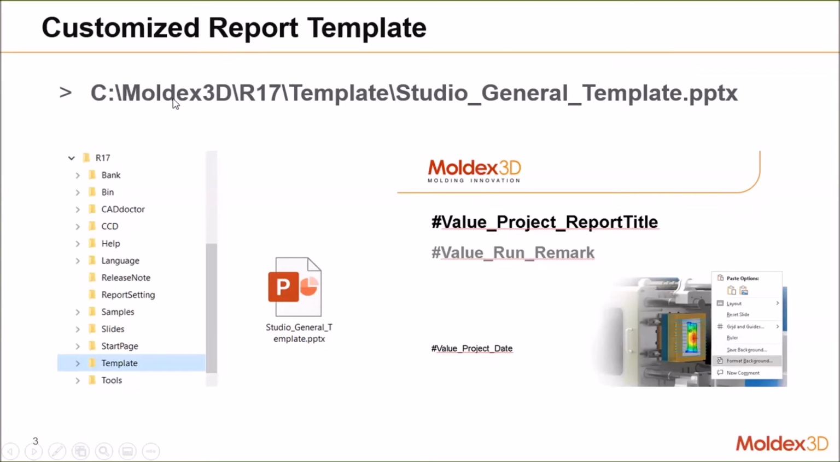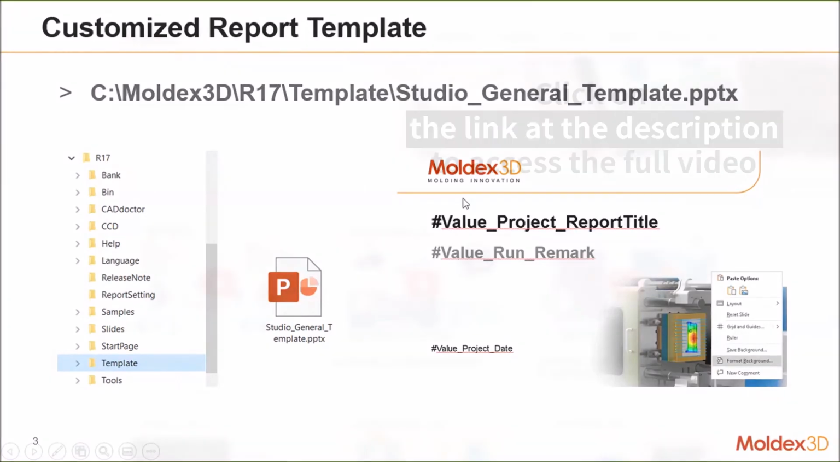Under C, Moldex 3D R17, template, there's a PowerPoint named Studio General Template. And in this template, it records all the code or commands that we can use to create our own report template. For example, you can see here, it means get the report name from the project, and this command means get the remark name for this project.